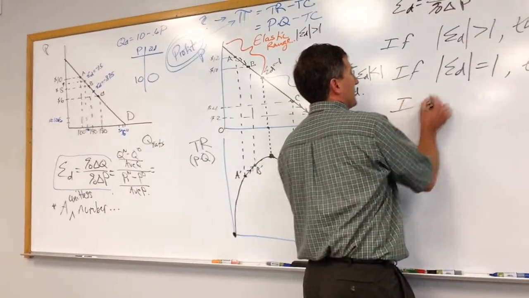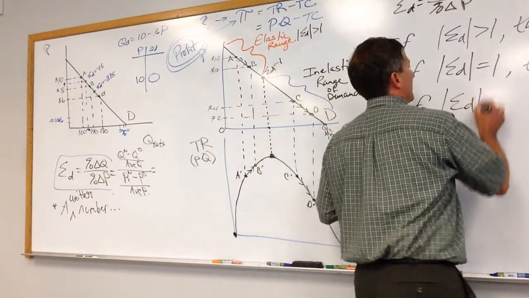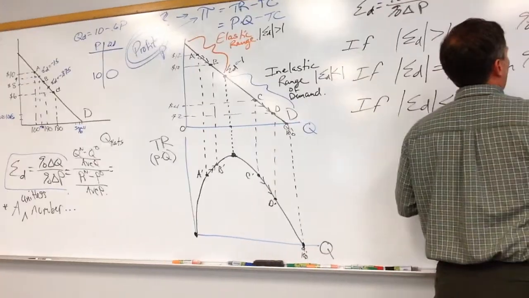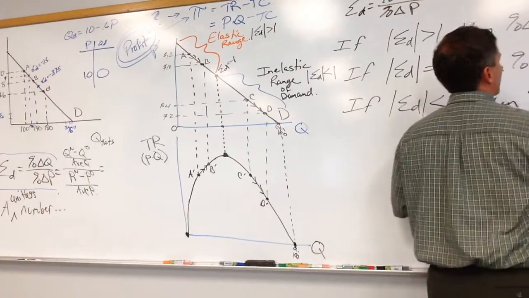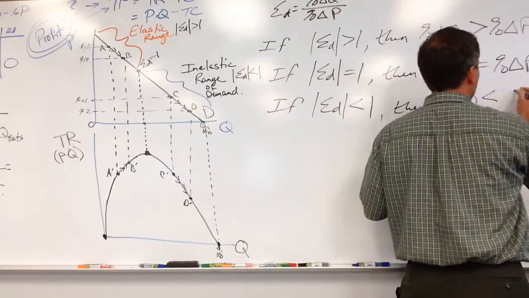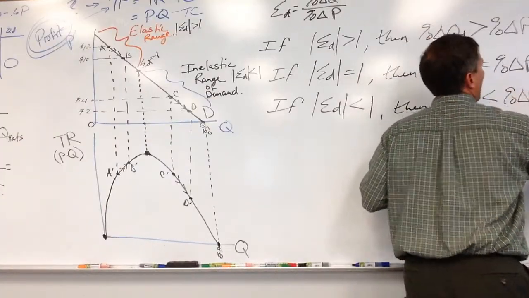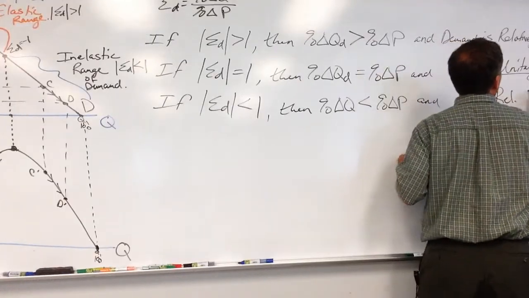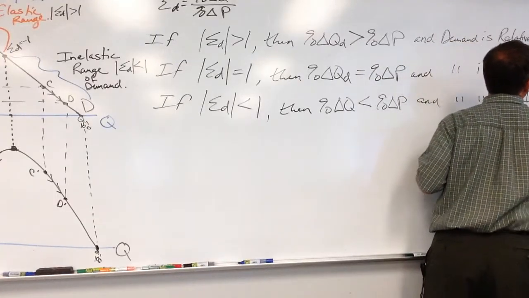If the elasticity of demand is less than 1, then the upstairs is less than the downstairs, and demand is relatively inelastic.